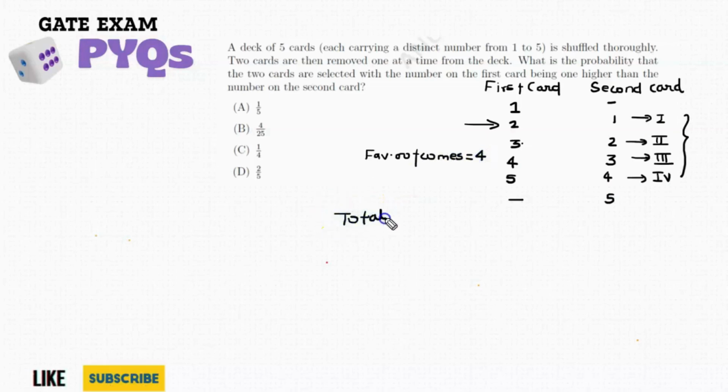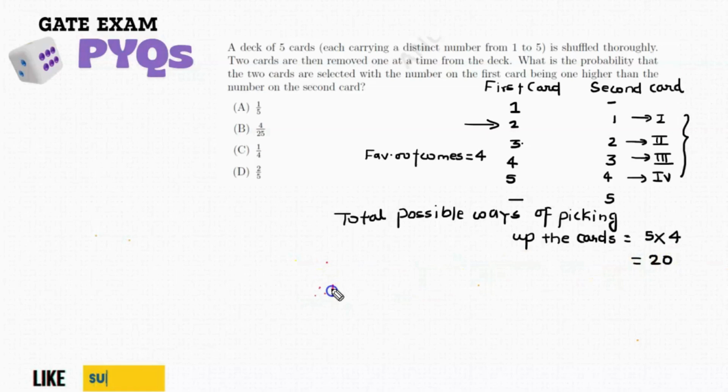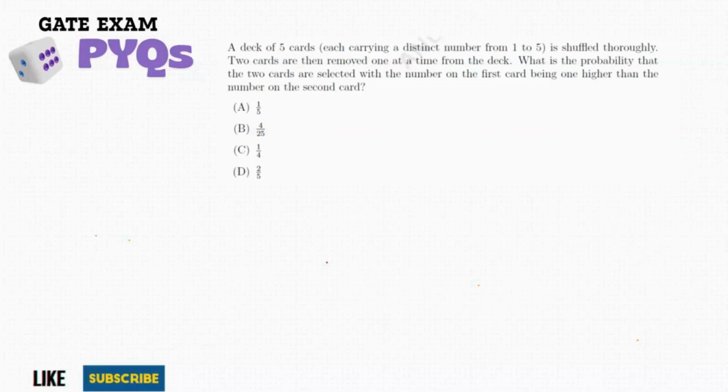And what are the total number of possible ways? Total number of possible ways of picking up the cards, they are being picked up one by one. Correct. So when we are going to pick the first card, we have 5 choices. For the second card, we have 4 choices. So it comes out to be 20. Hence, we can write down the required probability. It is going to be favorable outcomes divided by the total number of outcomes, which gives us the answer as 1 over 5. And the correct option is option A. Moving to the next question.